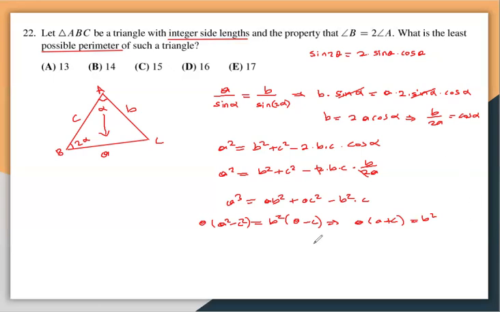So let's say a equals m squared and a plus c is equal to n squared, but since a plus c is larger than a, based on that, we should say m is less than n.